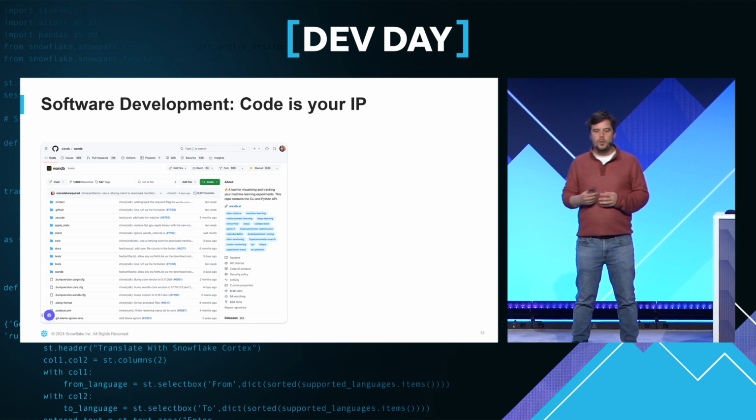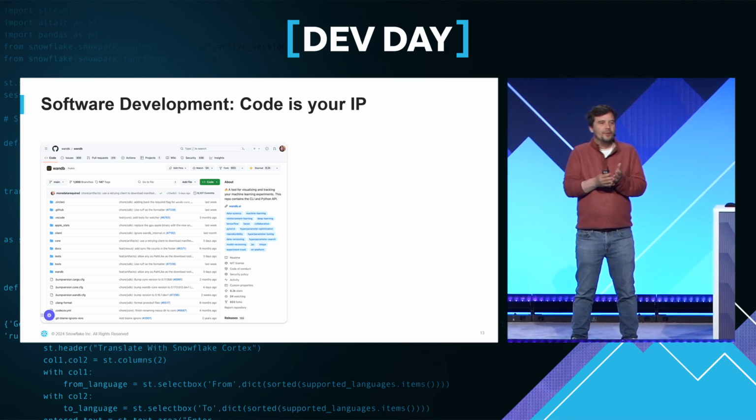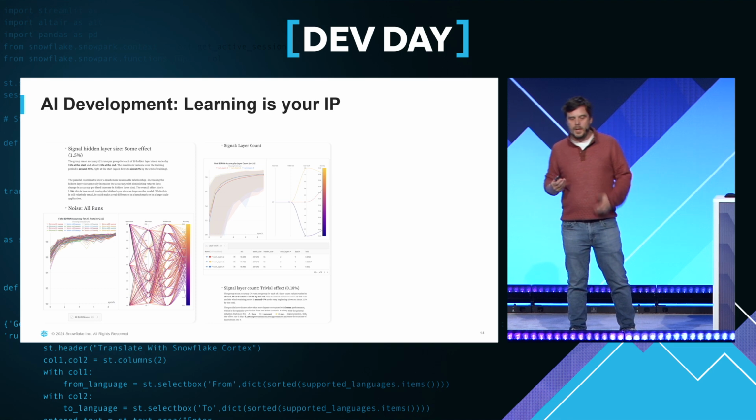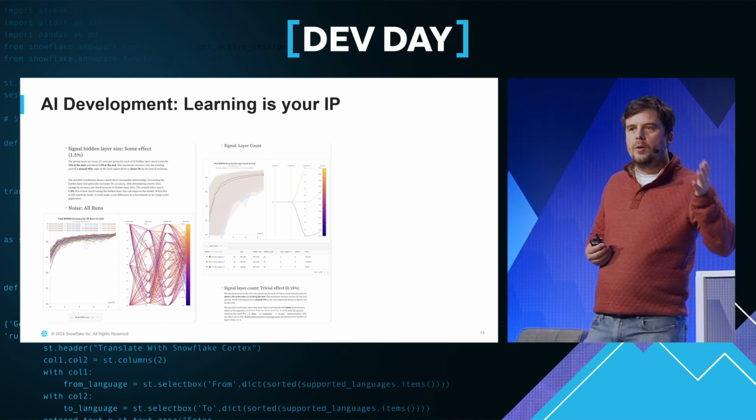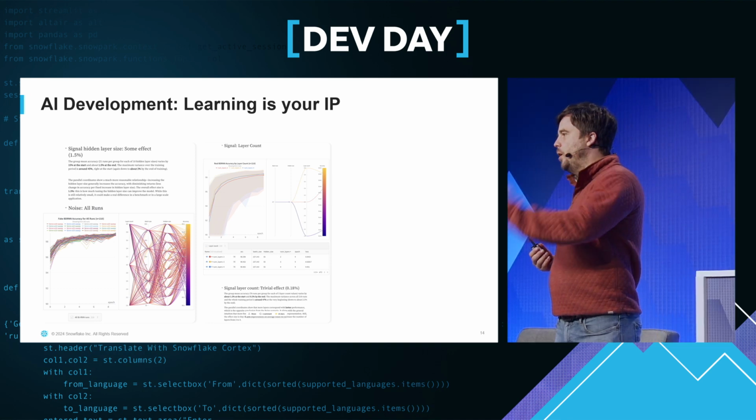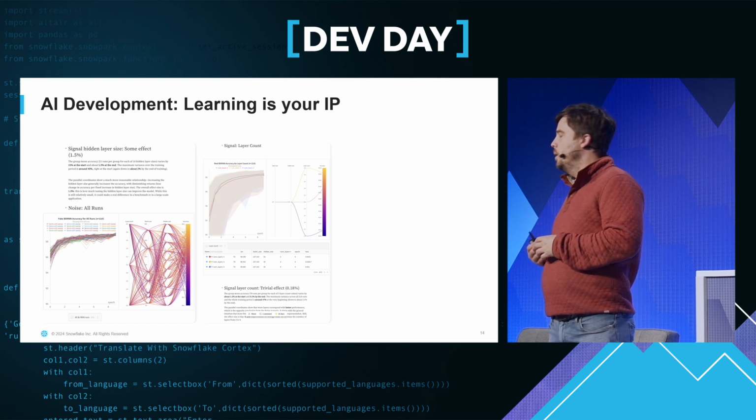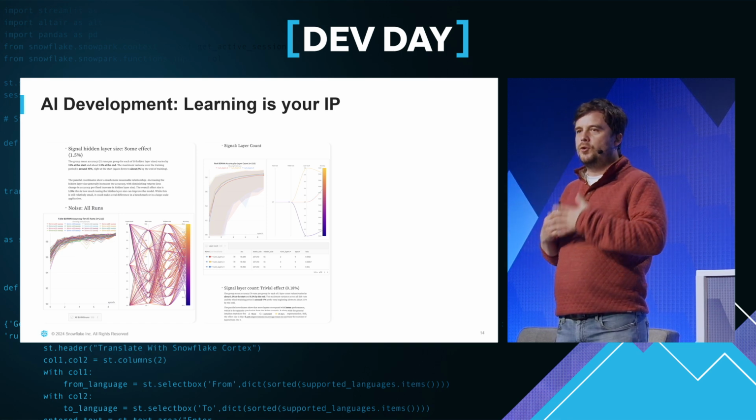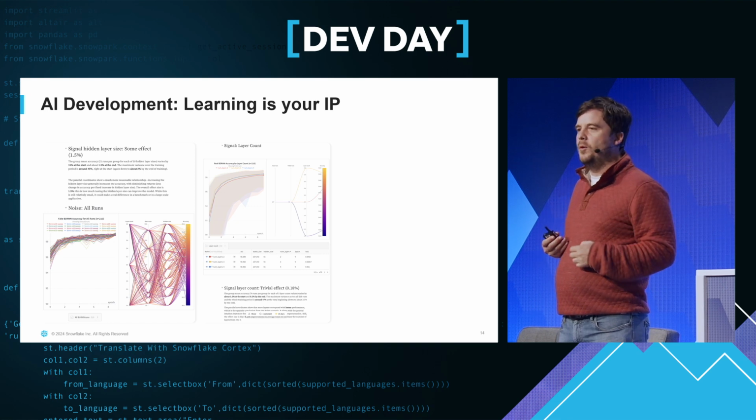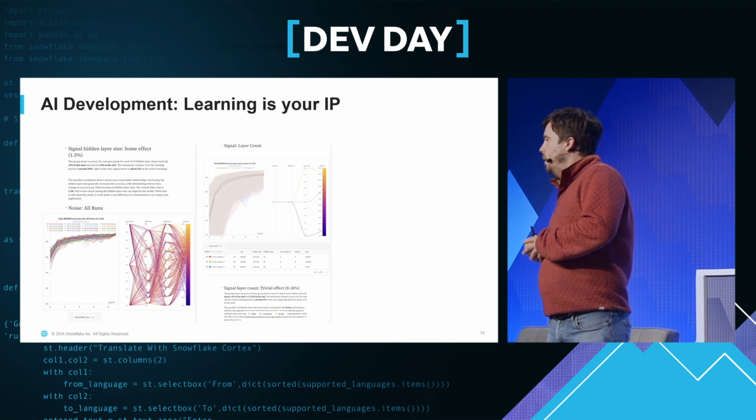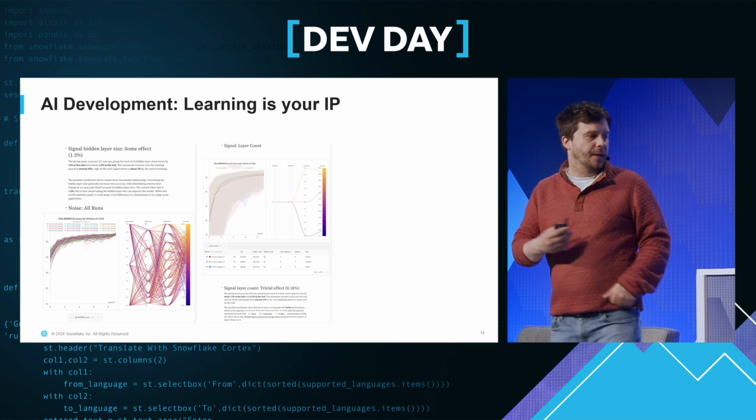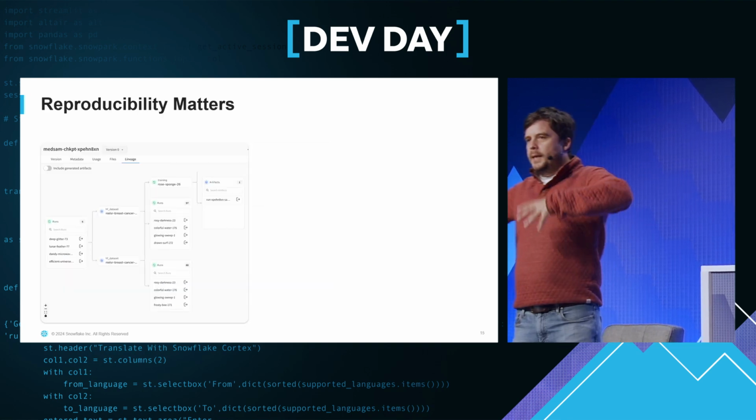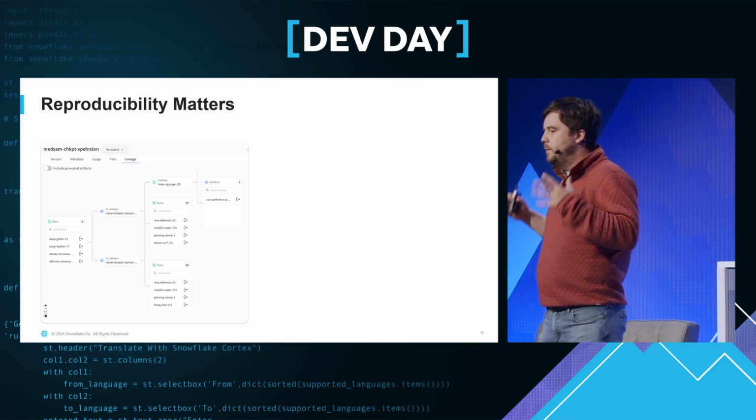No company would let their code not be saved in version control somewhere, at least in the last 30 years. But when you do AI development, your code isn't your IP because your code is only a small fraction of what you're building. What you're building when you're developing AI is actually learnings. It's all the things that you try, all the prompts that you do that don't actually work, all the hyperparameters that you try that don't actually work. And so when learning is your IP, reproducibility really, really matters, right?